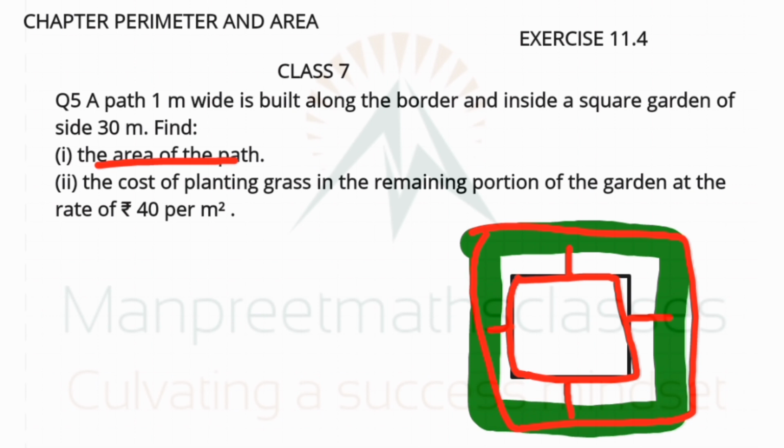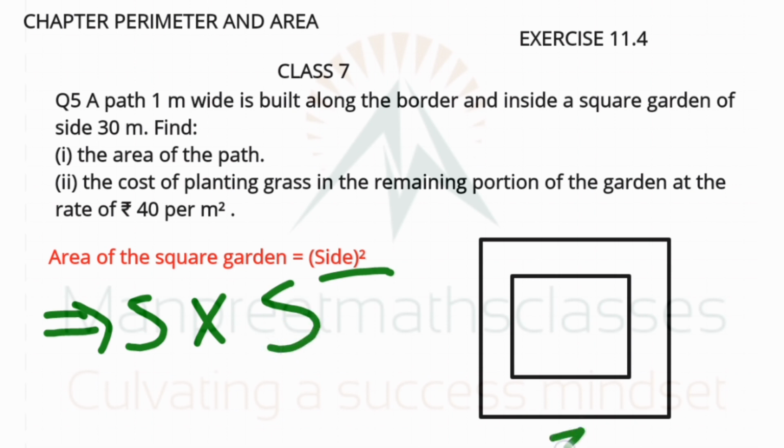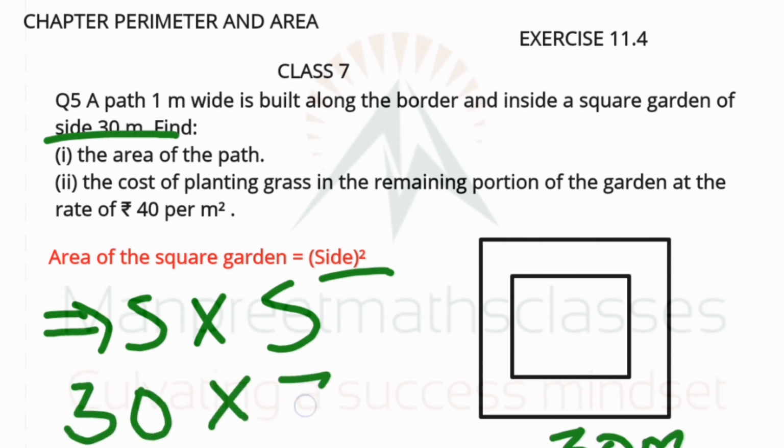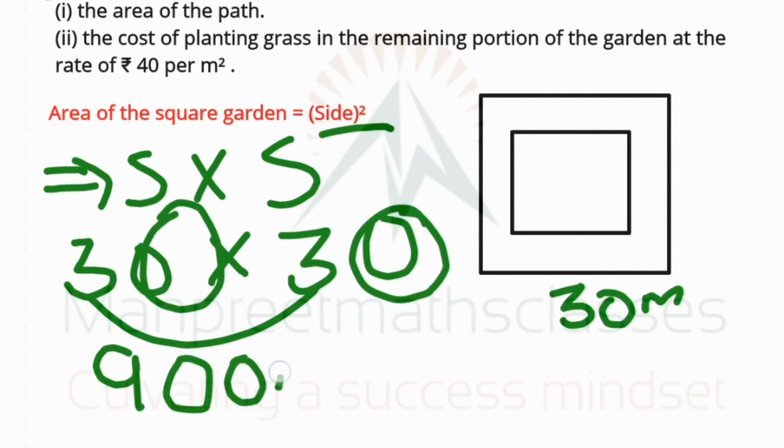सो लेट्स सॉल्व इट. So first of all we are going to calculate area of a square garden. So what is the formula of area of square? Side into side. So what is the side of this square? 30 meter. It is given in our question. So 30 into 30 means 3 3s are 9 and 2 zeros at last. So 900 meter square is the area of garden.